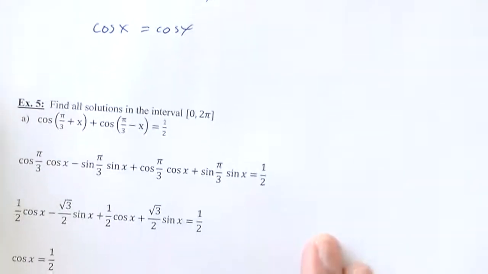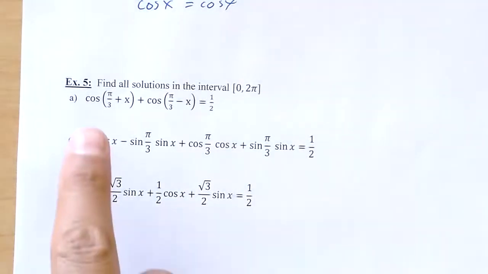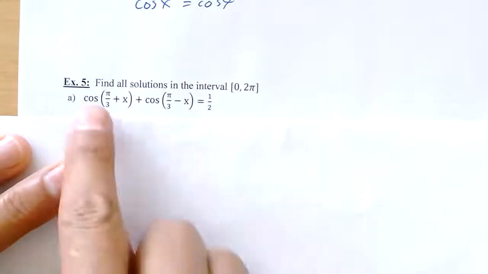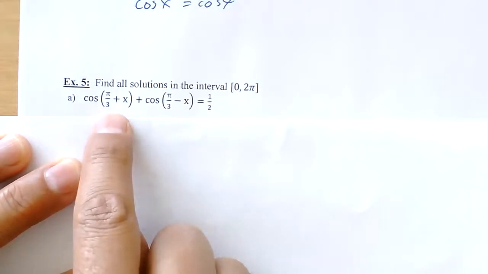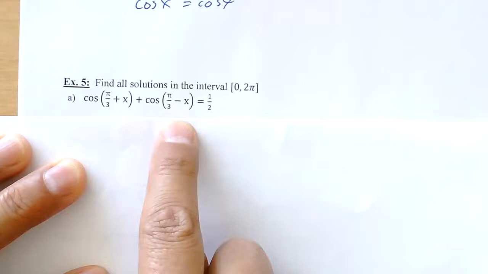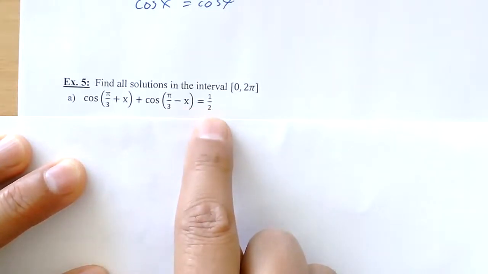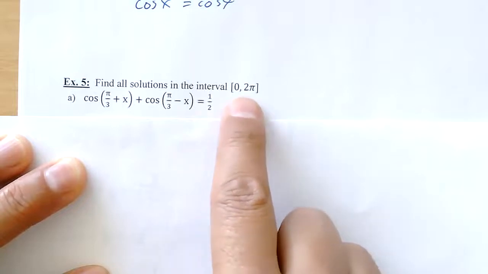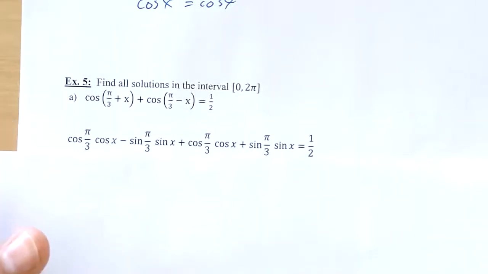Now, for example, number 5, it has already worked out. I just want to talk through it. You're given that original problem, cosine of this sum, and then cosine of that difference. I have to add those two together and then set that equal to 1/2. And I'm going to solve in that interval. So I'm going to just talk through it.